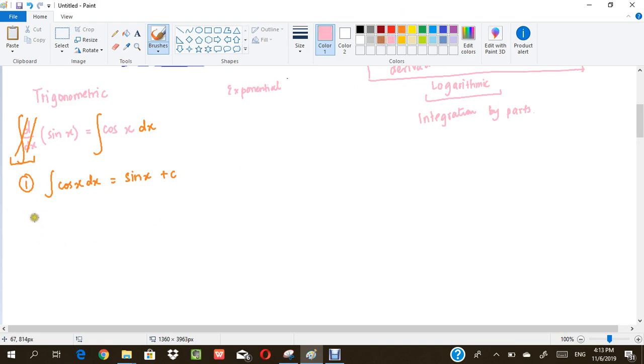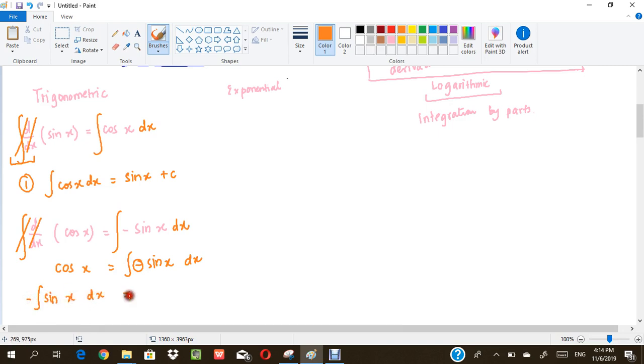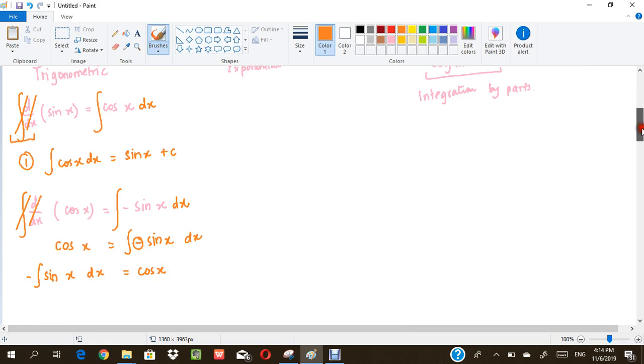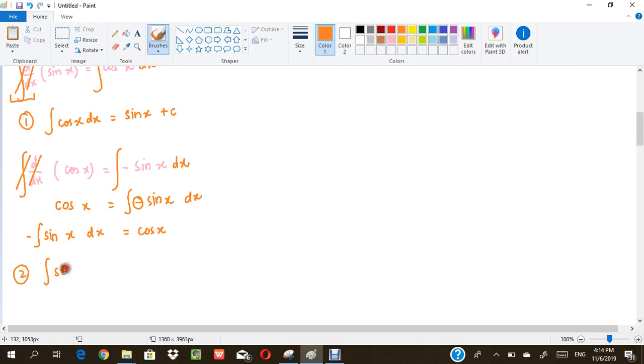Right. Now, let's talk about the derivative of cos x. And this is negative sin x, right? Now, let's reverse the process of differentiation again. So here comes the integration sign. Integration cancels out the differentiation. And here we have cos x is equal to the integral of negative sin x dx. Now I can take this negative sign outside the integral, right? So we have negative integral of sin x dx is equal to cos x. And therefore, we get the second formula, which would be the integral of sin x is negative cos x add c, right? So we are done with 2 of the formulas.